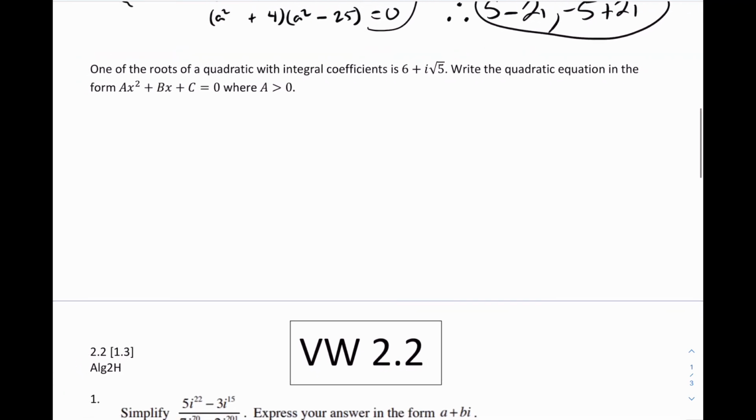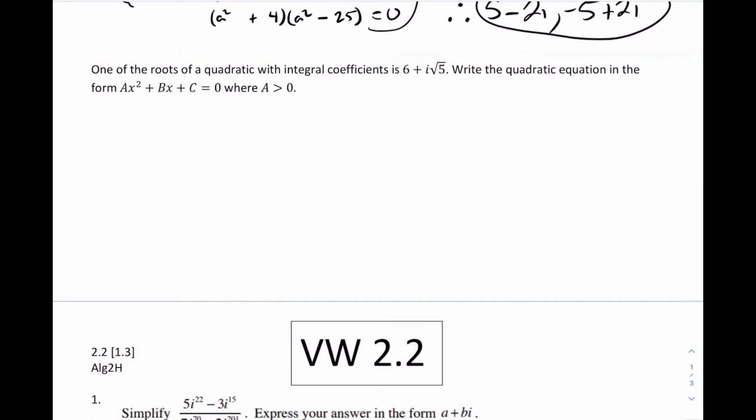One of the roots of a quadratic with integral coefficients is 6 plus i root 5. Write the quadratic equation in the form ax squared plus bx plus c equals 0. So this is basically writing the equation from an answer. So the best technique we have is going to be reverse complete the square. And if it gives you 6 plus i root 5, if you want, you can rearrange that. Some books write it like this. If it looks better to you, just write 6 plus root 5 i. So if this is an answer, then we know 6 minus root 5 i must also be an answer.